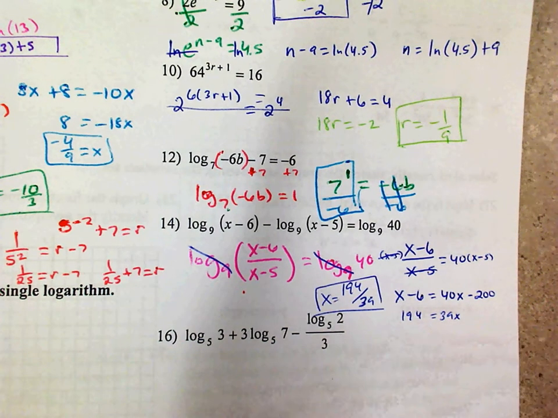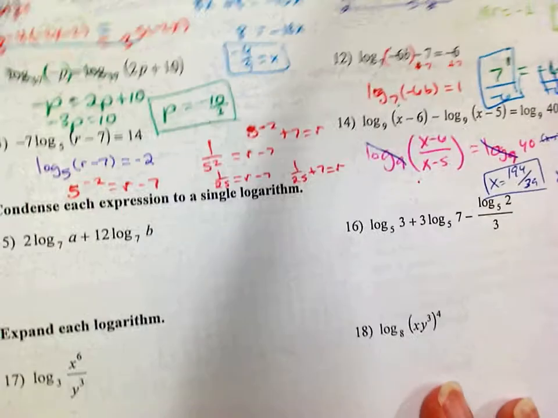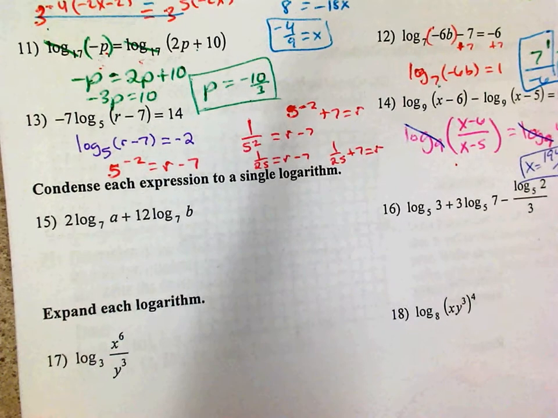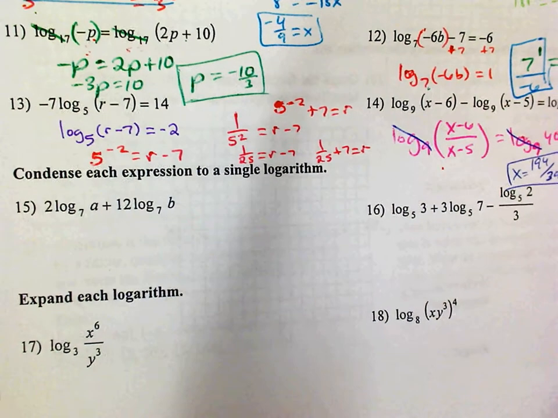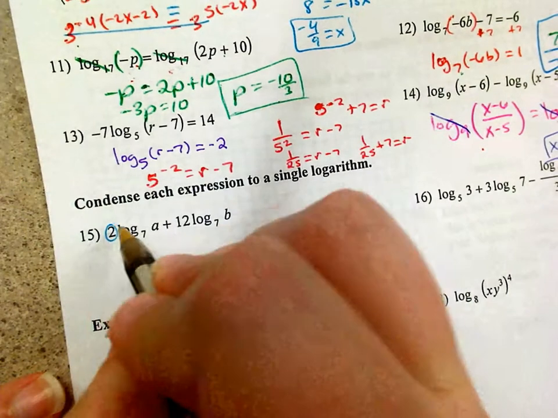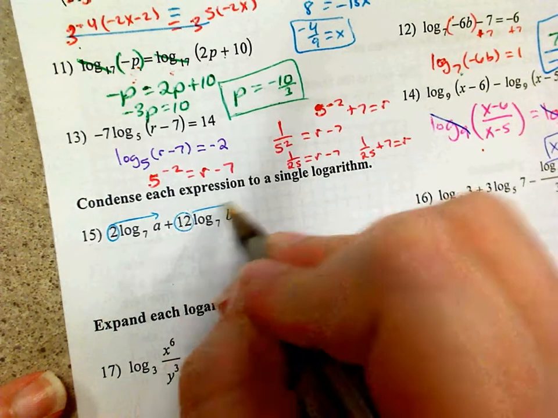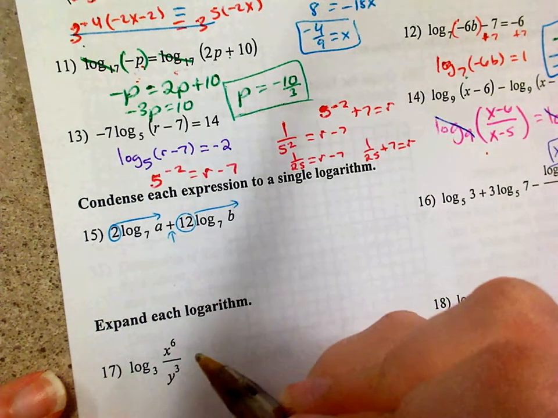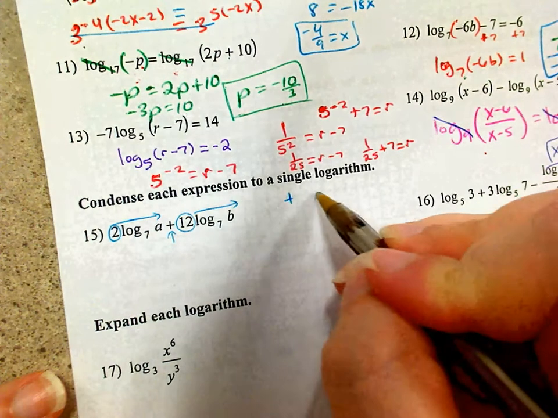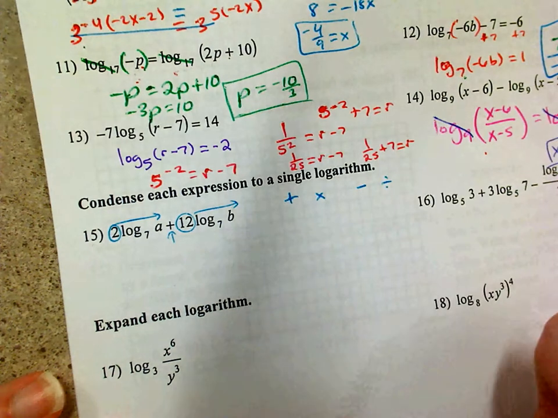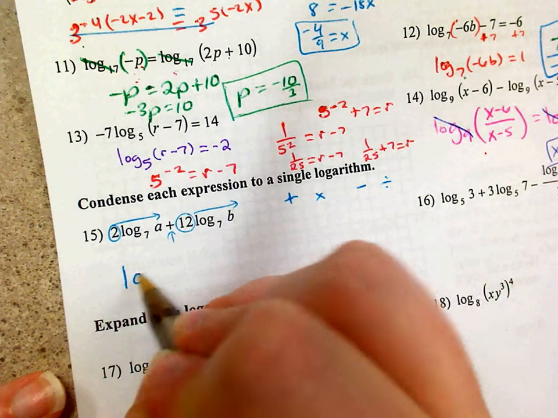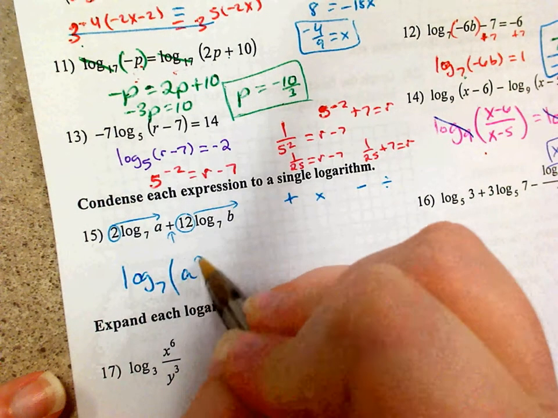Okay. Now let's talk about this one, condensing. Anytime you have numbers in the front of a logarithm, you need to move them to the back as powers. So this moves to the back as a squared, b to the 12. They're separated by addition, so I combine them using multiplication. If they're separated by subtraction, I combine them using division. So I've got log base 7 of a squared times b to the 12.